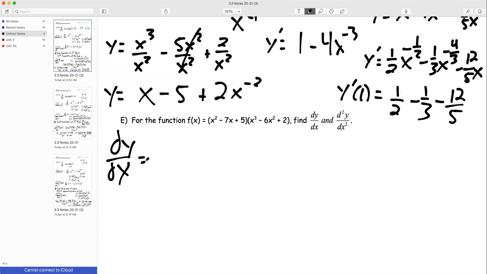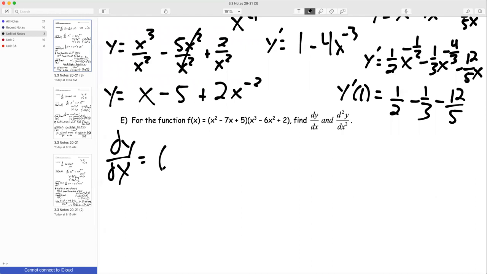Oh, did I stump you? It's the first times the derivative of the second. Is it plus or is it minus? Are you sure? Yes. Okay. First times the derivative of the second plus second times derivative of the first.